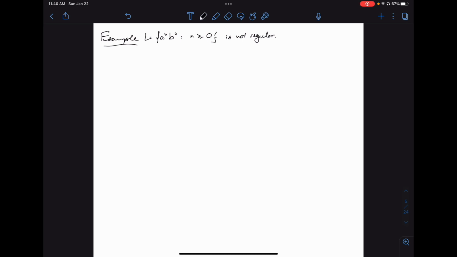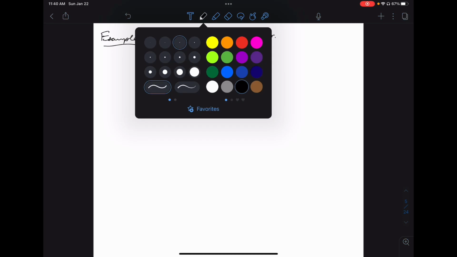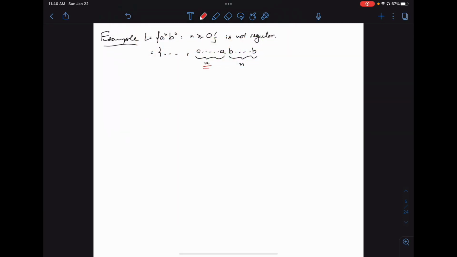So in this case, L is A^n B^n, which essentially means that any string in L is n number of A's followed by n number of B's, right? What you have to recognize here is that the number of A's has to exactly match the number of B's. So you might think of this as a human: how could you actually check that you had a string with an equal number of A's and B's?